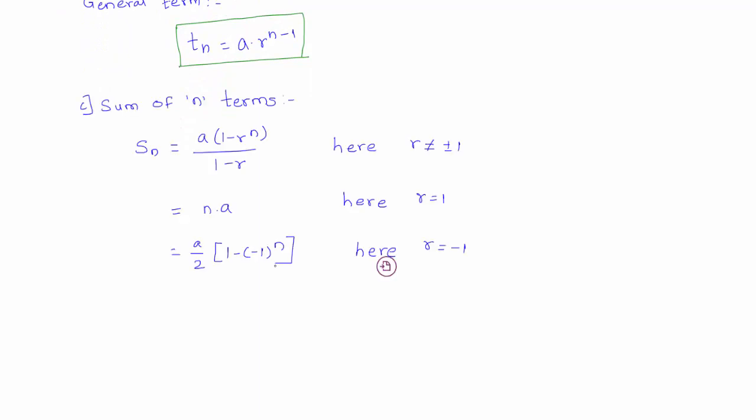After the general term, we'll see the sum of terms. This is the formula we can use to find the sum of n terms of a GP based on given values of R. So if the common ratio is not plus or minus 1, any other ratio, you use the first one. If the common ratio is equal to 1, use the second. If the common ratio is minus 1, use the third.